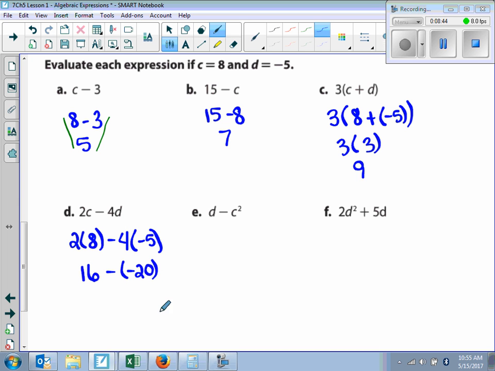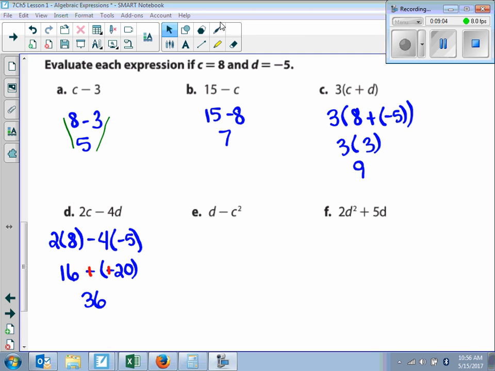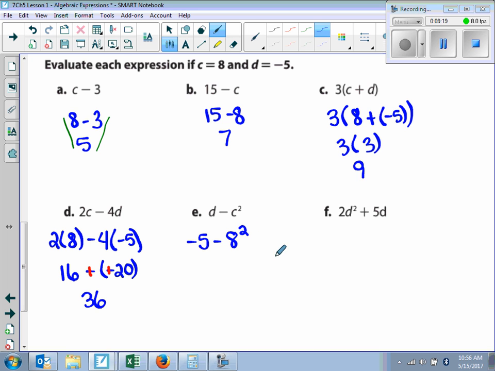So now we have 16 minus a negative 20. It's subtraction. So we're going to do leave it, change it, change it. So we have 16 plus positive 20 now, and that's going to be 36. Very good, 36. All right, so what am I going to substitute in for D minus C squared? Negative 5 minus 8 squared. Very good.